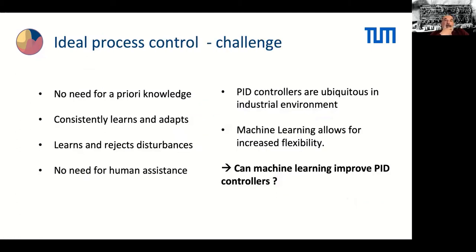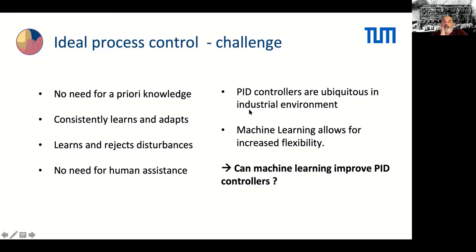So in an ideal world, we have process control, and there are a couple of challenges, or things that we expect from such a controller architecture. There is no particular need for prior knowledge, so the thing should be very generic. We also hope that the system and the controller are consistently learning and adapting to changing environments and changing behaviors. It should also learn and reject disturbances. Every once in a while, there may be some hiccup in the plant. The question is, is the controller capable of digesting hiccups and disturbances in its processing? And of course, we would like this controller to work without the need for further human assistance. That would be the requirement for an automatic controller.